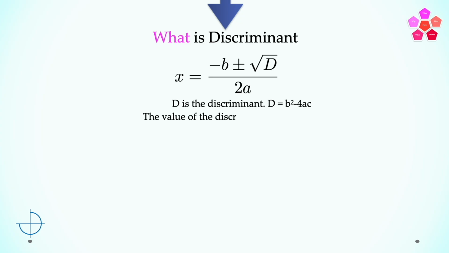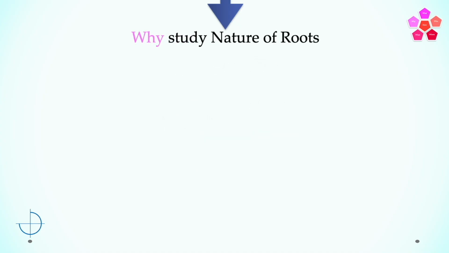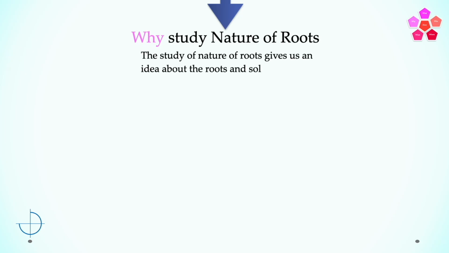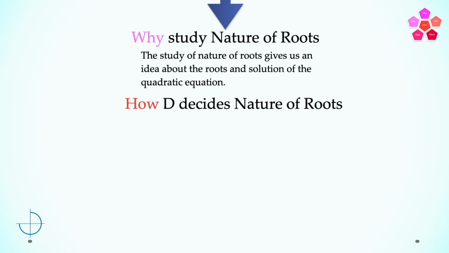The value of the discriminant can give us an idea about the nature of roots. But why study the nature of roots? The study of the nature of roots gives us an idea about the roots and solutions of the quadratic equation. Understanding the nature of roots is very beneficial. Just by looking at a quadratic equation and checking the value inside the square root, that is b squared minus 4ac, one will be able to decide the nature of roots. So, how does D decide the nature of roots?